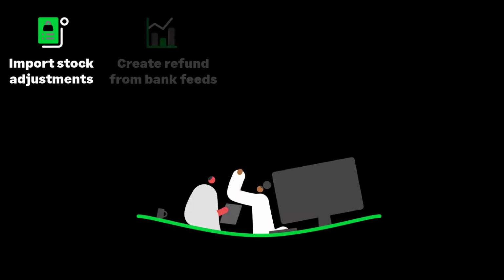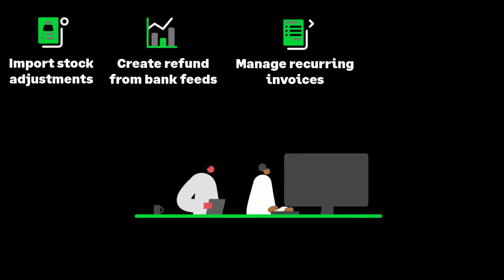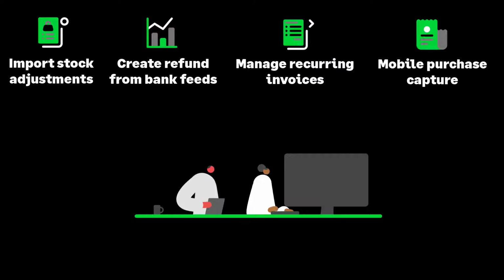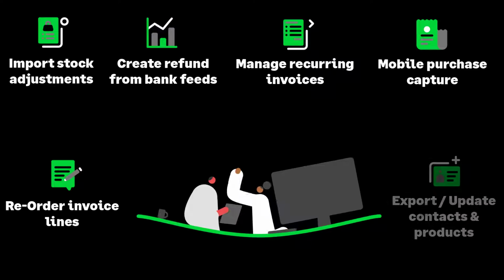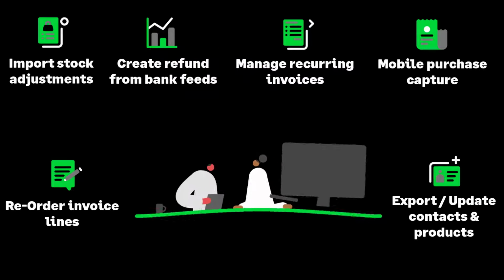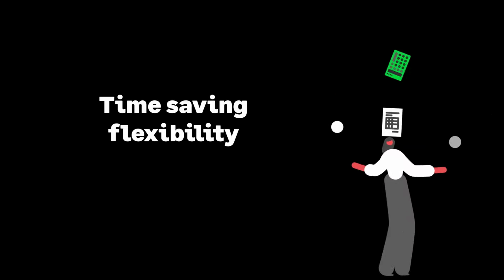Import stock adjustments, create refund from bank feeds, manage recurring invoices, mobile purchase capture, reorder invoice lines, and export update contacts and products. These improvements save you time by helping you manage multiple transactions at once and by giving you the flexibility to do more from your mobile device.